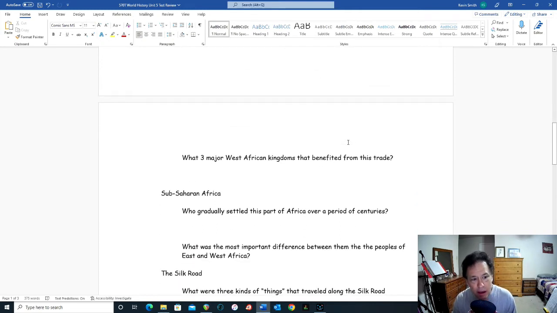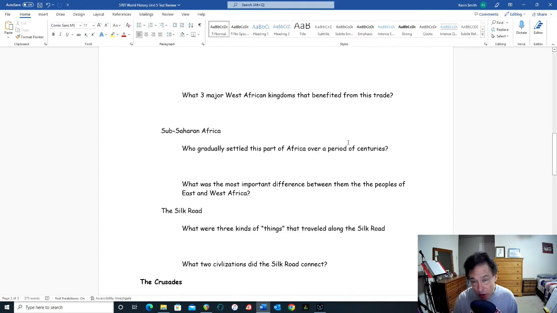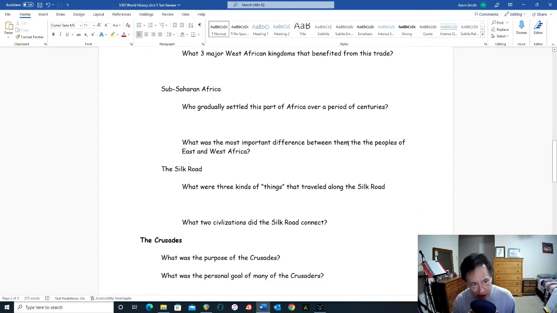What were 3 West African trading kingdoms that benefited from that gold salt trade? You have Ghana, then Mali, then Songhai, all of which were heavily involved in this trade route and became very wealthy because of it. Sub-Saharan Africa, who gradually settled this part of Africa over a period of centuries.